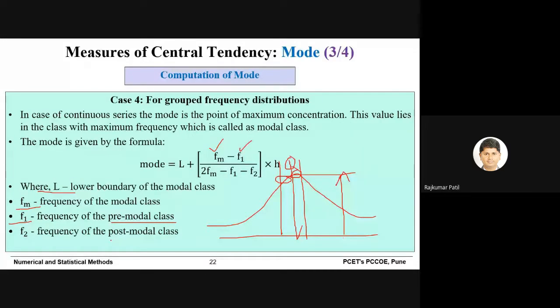Again, F2 is the frequency of the post-modal class. So here we are interested in the modal class, but after that also there is a class, right? So for this particular class, we need to find out the frequency. And H is, again, as I told you, the width of that class. For a given class, there will be some width. So that width will be H. Put all these values in this formula, you will get the mode.